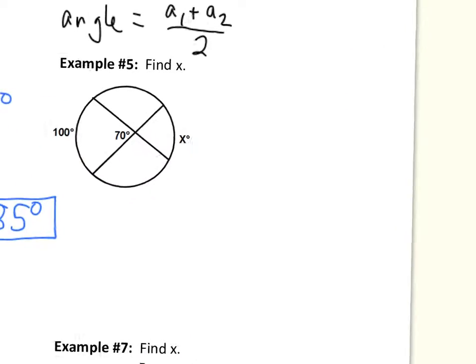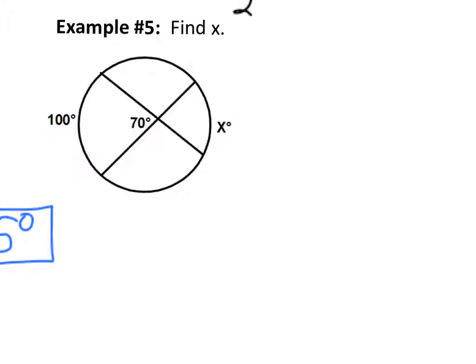So let's use this theorem one more time. So this one, we have a little different problem. If you notice, we have one of the arcs of 100, but we don't have the other arc. But we have the angle 70. So again, we know the angle is equal to the two arcs added together divided by 2.